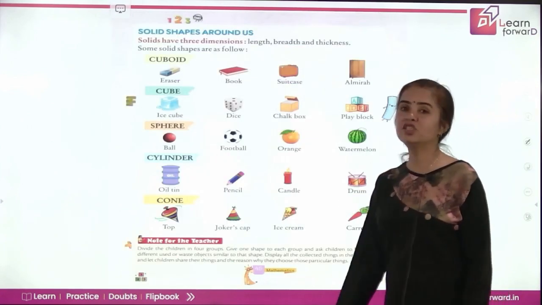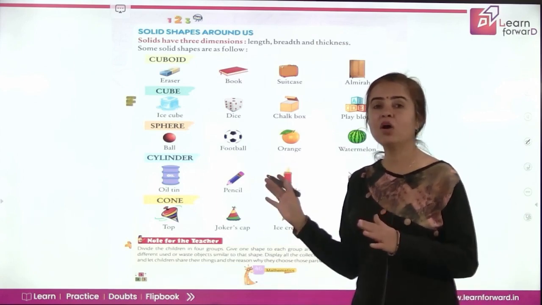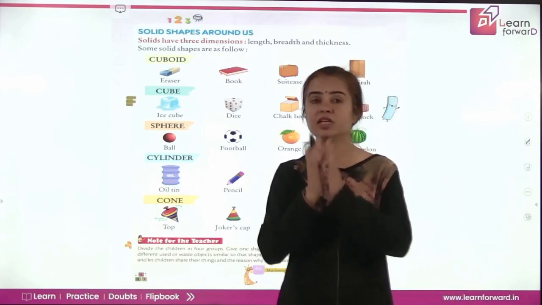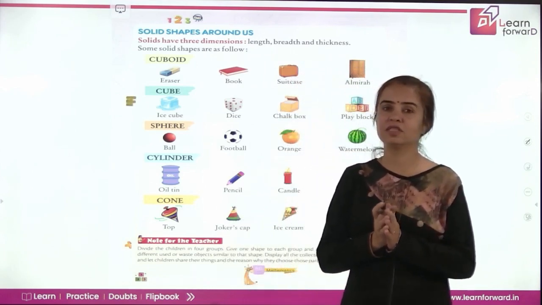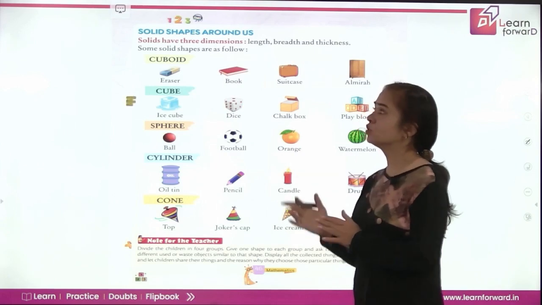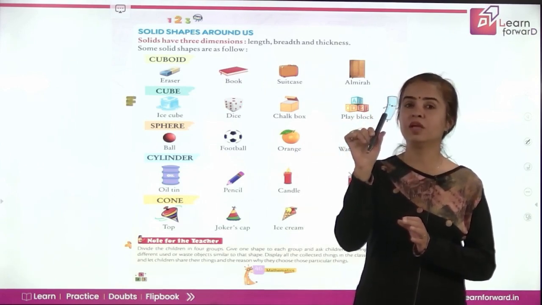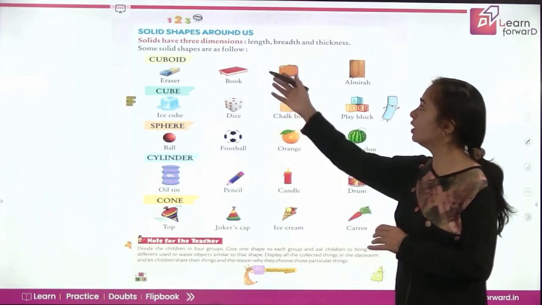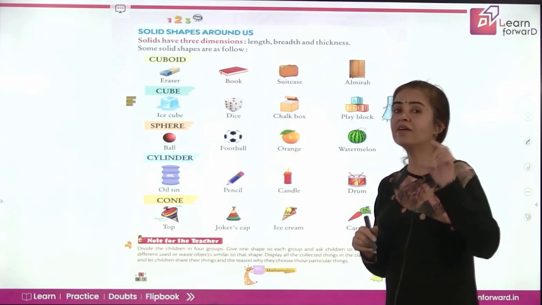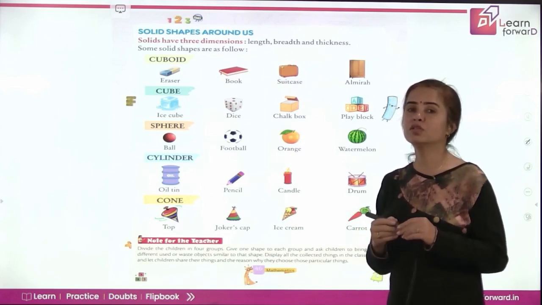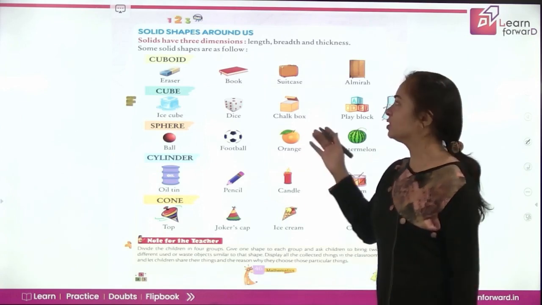Now, solid shapes around us. What do you mean by solid shapes? Right, till now, we have learned only about the shapes that can be drawn on paper. They are flat surfaces. And here we'll be learning about solid shapes that are in this form. You can hold them. So solid shapes have 3 dimensions. They have the length, they have the breadth, and they have some thickness also, because of which they appear like this. Okay, so let's read about them.